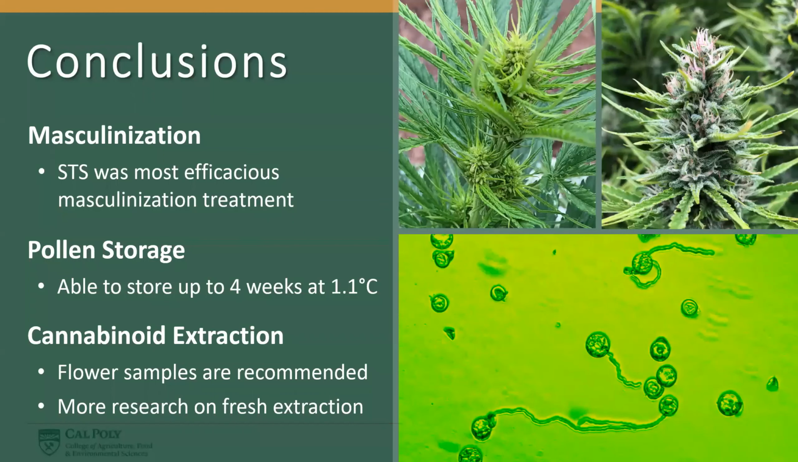Here are some concluding thoughts from the 3 experiments. For masculinization, STS was the most efficacious treatment, but AVG could be an alternative, but poses a lot of phytotoxicity concerns. For pollen storage, pollen grains were able to be stored up to 4 weeks at 1.1 degrees Celsius. And regarding the cannabinoid extraction, the flower samples would be recommended to use, and more research is needed, especially on fresh tissue extraction.